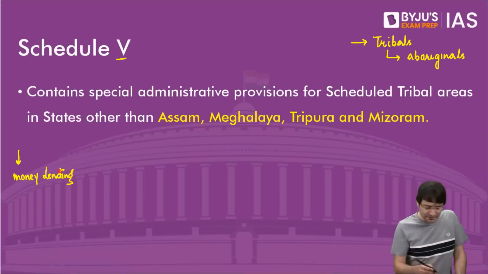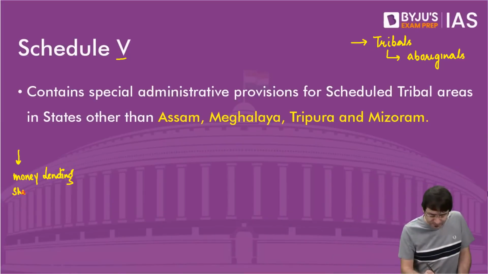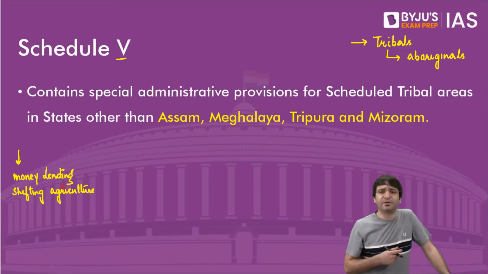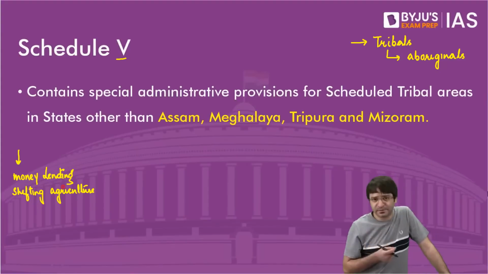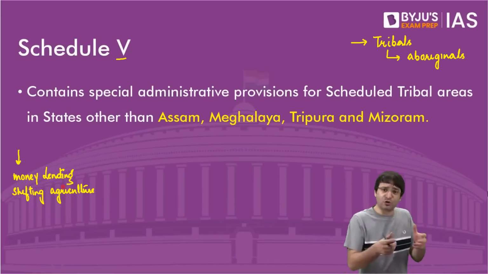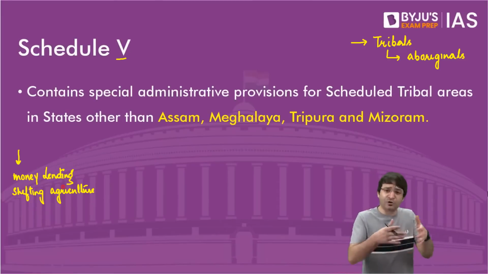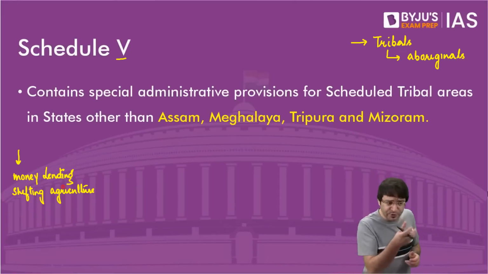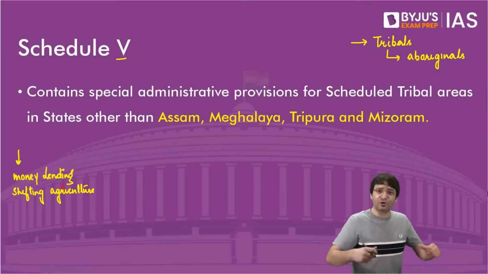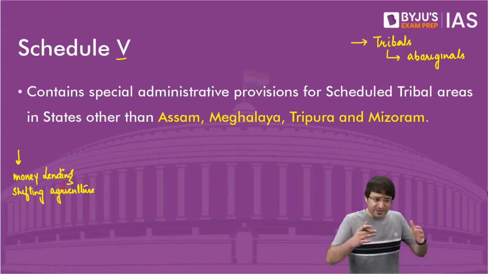Not just that, these tribals would perform shifting agriculture. The entire land, and that is what we have discussed previously also, primitive communism. And that primitive communism, where the entire land does not belong to individuals, but belongs to the community as a whole, this primitive communism was present in the tribal culture as well. The entire land belongs to the community as a whole.